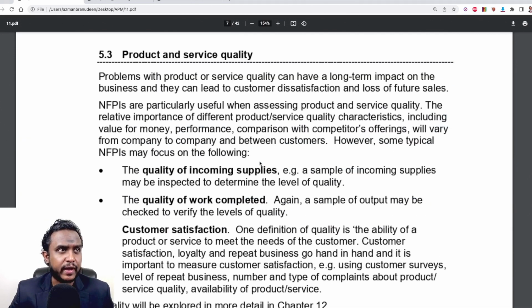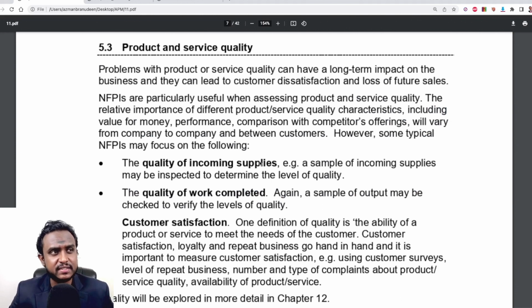In addition to that, let's take a look at product and service quality. How can you measure it? Example KPIs or the areas that you would want to measure: the quality of incoming supplies. For example, a sample of incoming supplies may be inspected to determine the level of quality, and then maybe you can rate it. Quality is something that nowadays uses this 1 to 10 or 1 to 5 or the star based approach everywhere, or agreed, disagreed, neutral, that kind of thing.